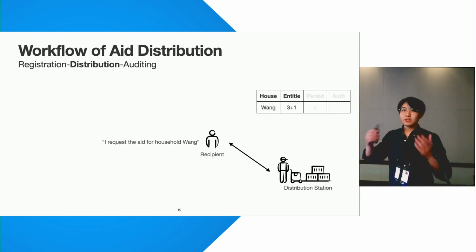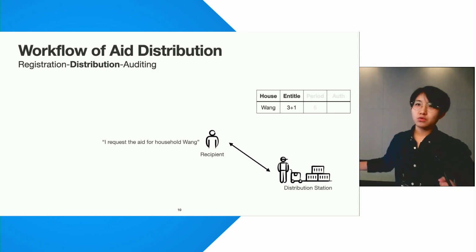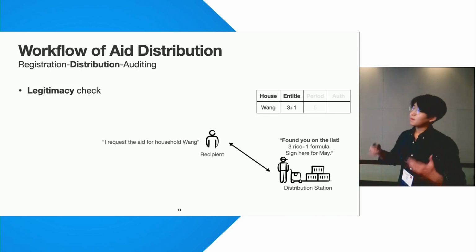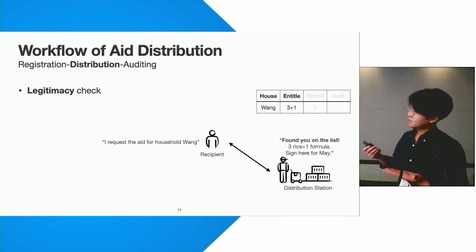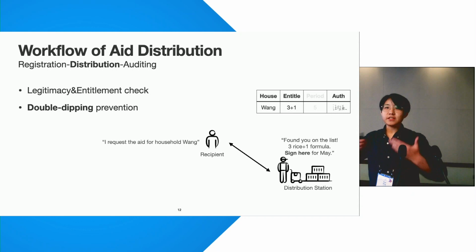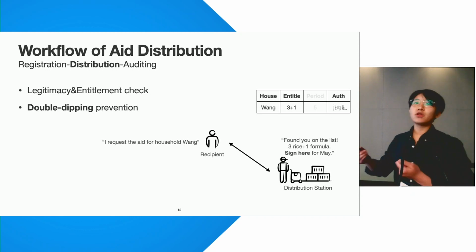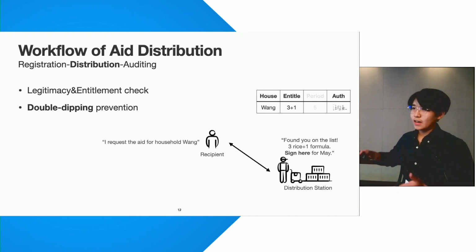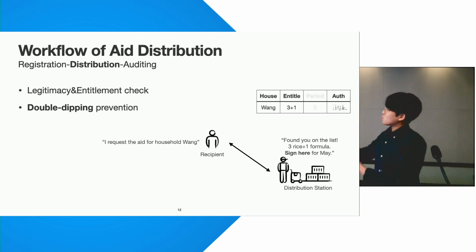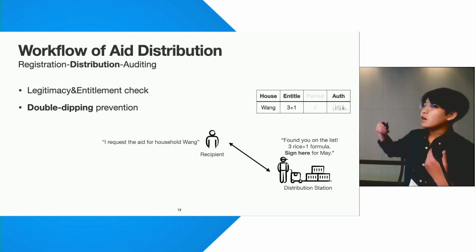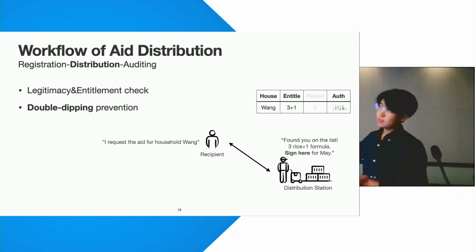After registration, the recipient will be able to go to the distribution station to request their aid. First, the distribution station will check the legitimacy by using the list from the registration station. Another thing the distribution station needs to pay attention to is the behavior we call double dipping. The station must make sure that this household has not already received aid, so that this household is not double dipping. What they usually do is require the recipient to sign their name on this list as a proof of delivery.